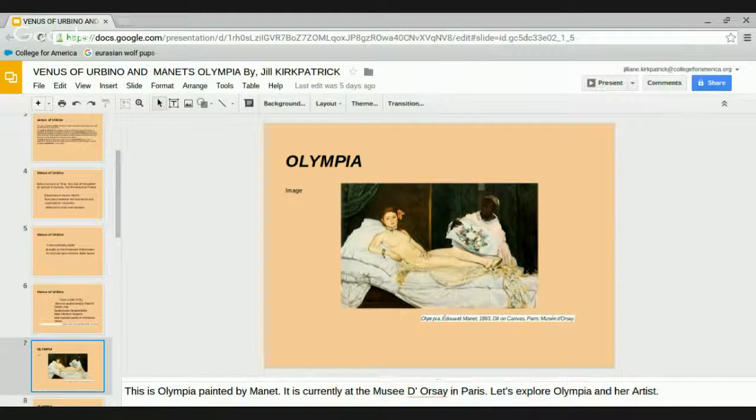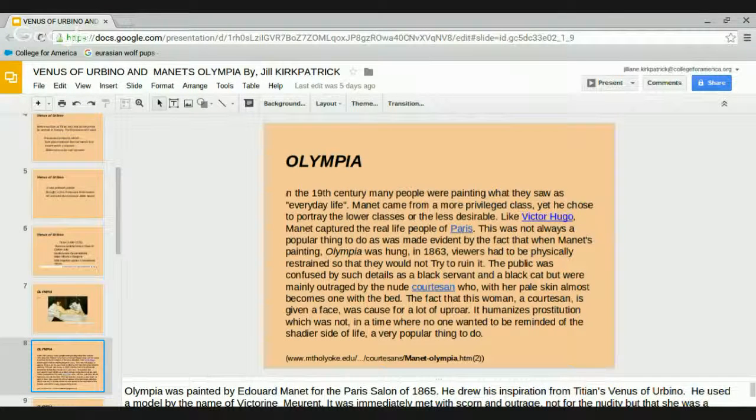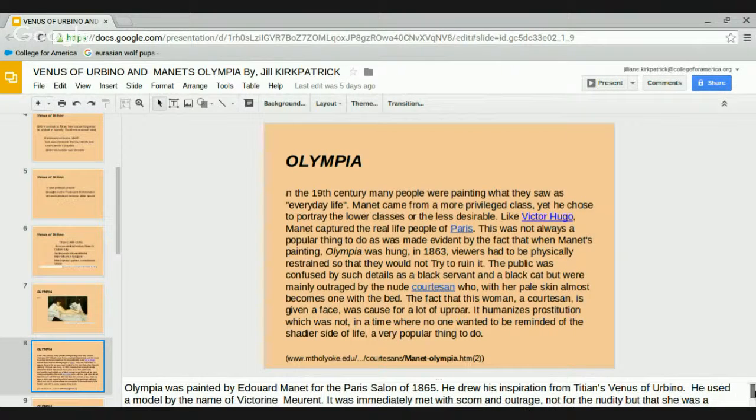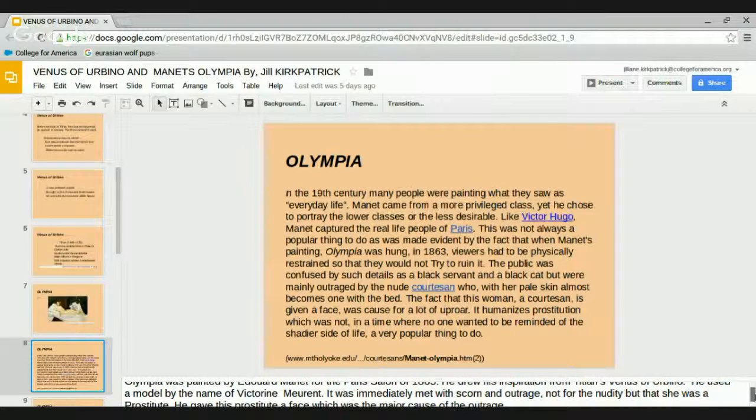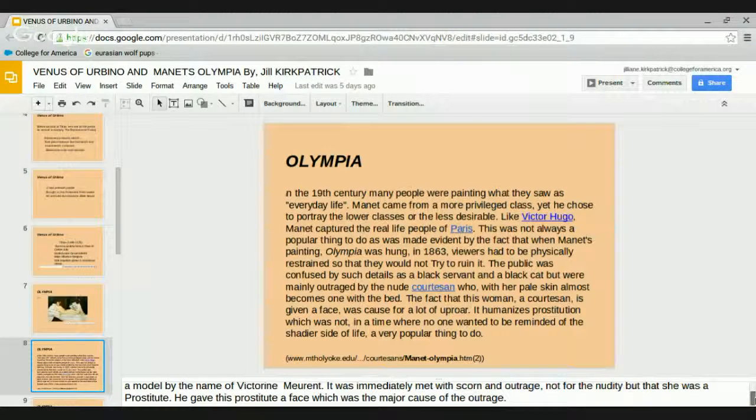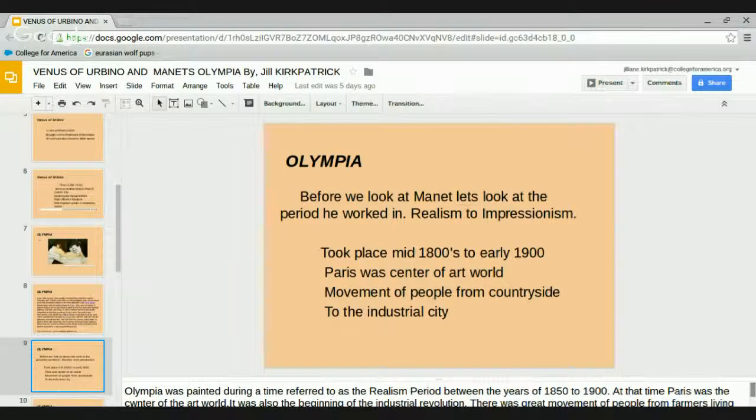This is Olympia, painted by Manet. It is currently at the Musée d'Orsay in Paris. Let's explore Olympia and her artist. Olympia was painted by Edouard Manet for the Paris Salon of 1865. He drew his inspiration from Titian's Venus of Urbino. He used a model by the name of Victorine Meurent. It was immediately met with scorn and outrage, not for the nudity, but that she was a prostitute. He gave this prostitute a face, which was the major cause of the outrage.